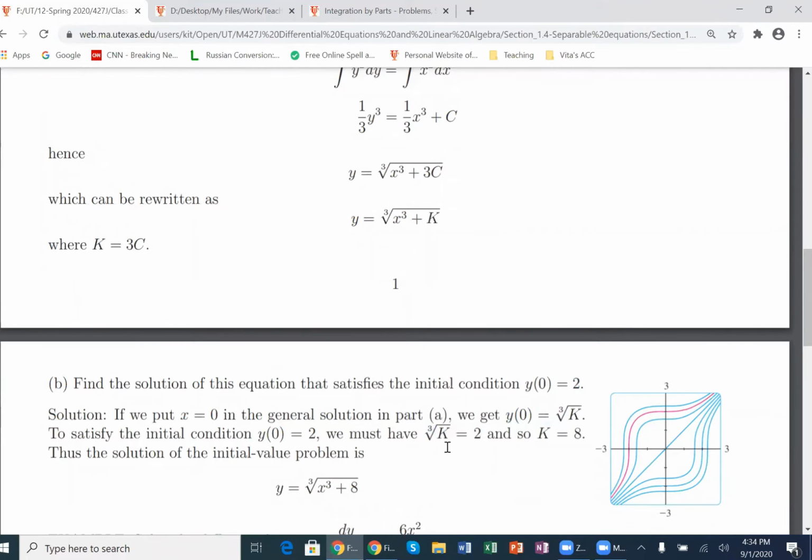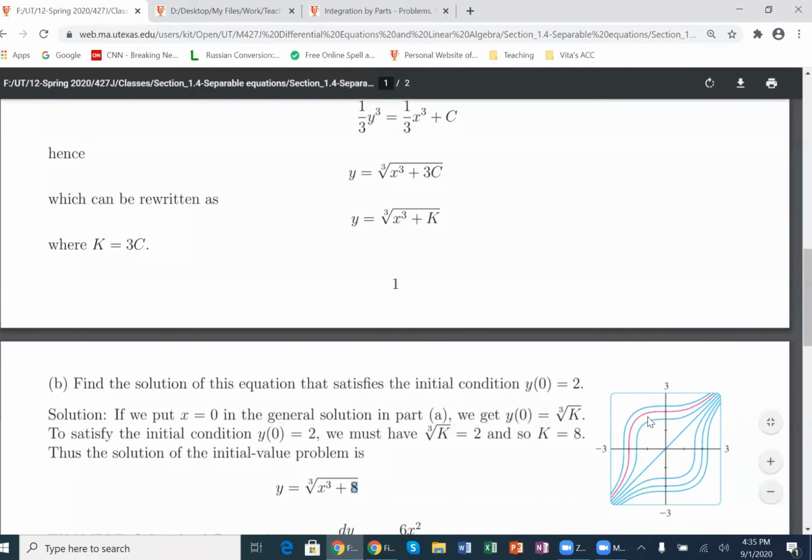Done. And then we cube both sides. K is equal to 8. Conclusion. This initial value problem has the following solution. Y is equal to cubic root of x cubed plus 8. We just replace k by 8.